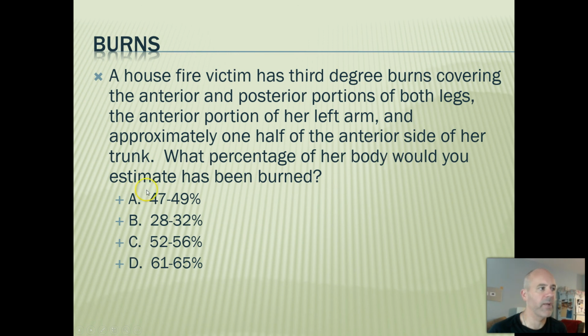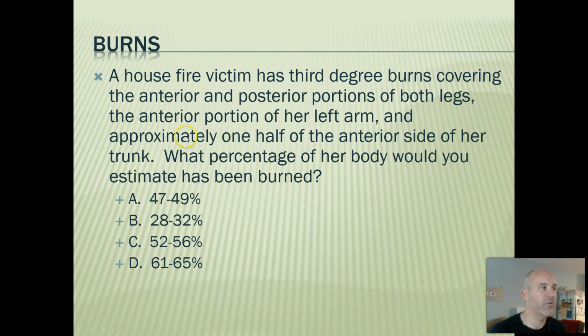What percentage of her body would you estimate has been burned? All right, so let's think about this. Third-degree burns covering the anterior and posterior portions of both legs. Okay, so just one or the other would be 9% on one leg. If it was just the anterior side of the left leg, that would be 9%. But we have anterior and posterior portions of both legs. All right, so that's 9 plus 9 plus 9 plus 9. That's 36. We're up to 36.